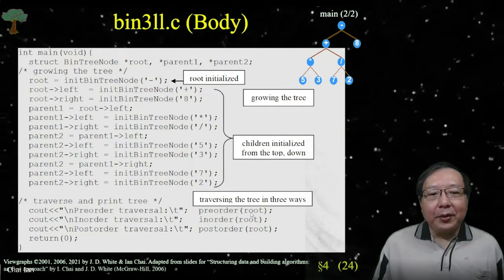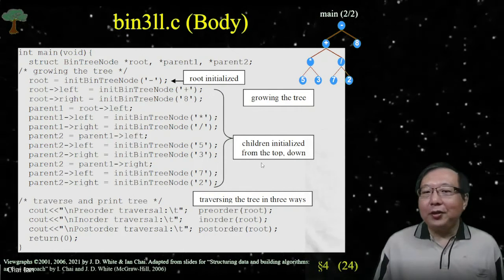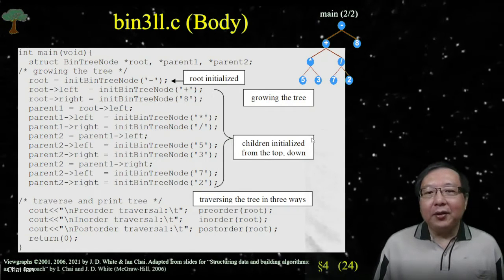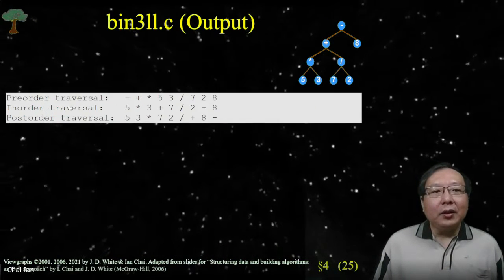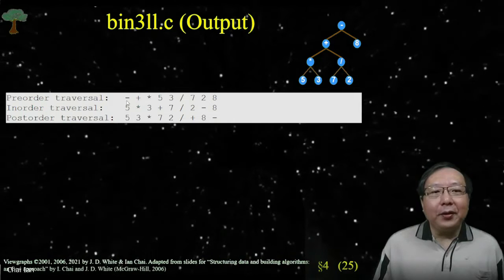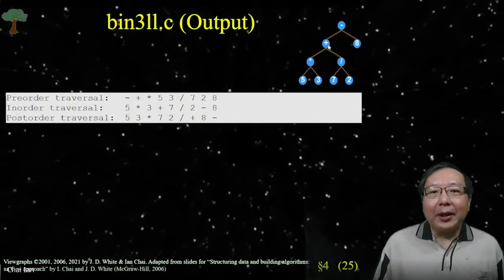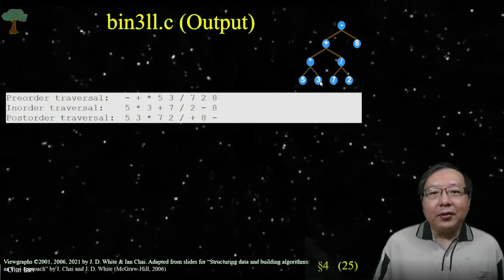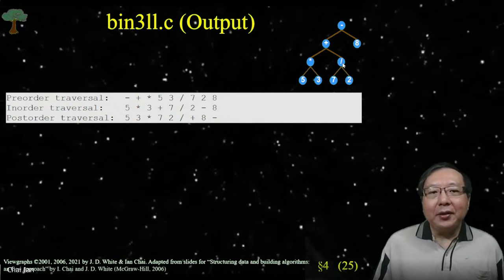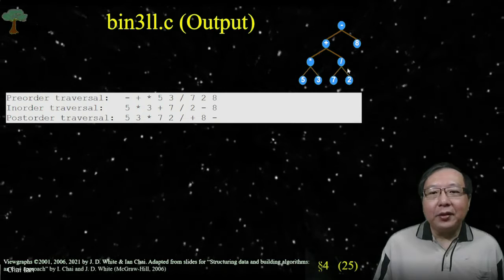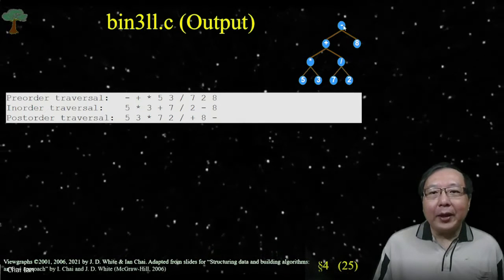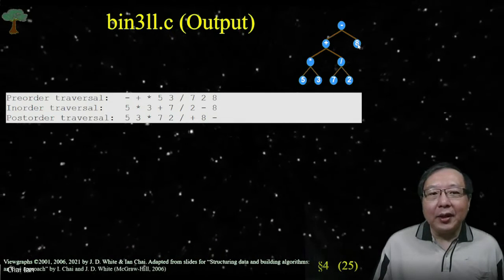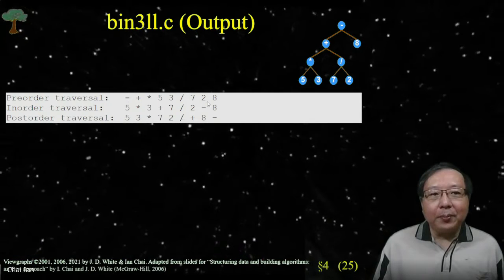Now we call the pre-order, in-order, and post-order to print out the tree in the different orders. So pre-order, it's going to have minus, plus, multiply, 5, 3, go back up here, divide, 7, 2, go back up, go back up, go back up to here, 8. So this is what we got for pre-order.